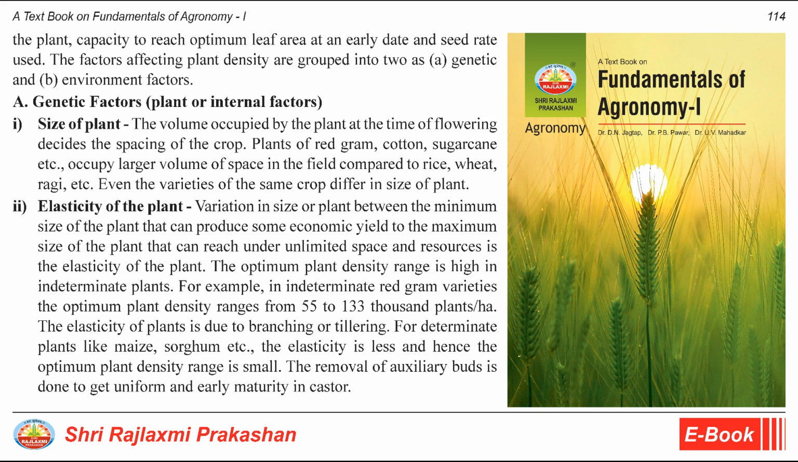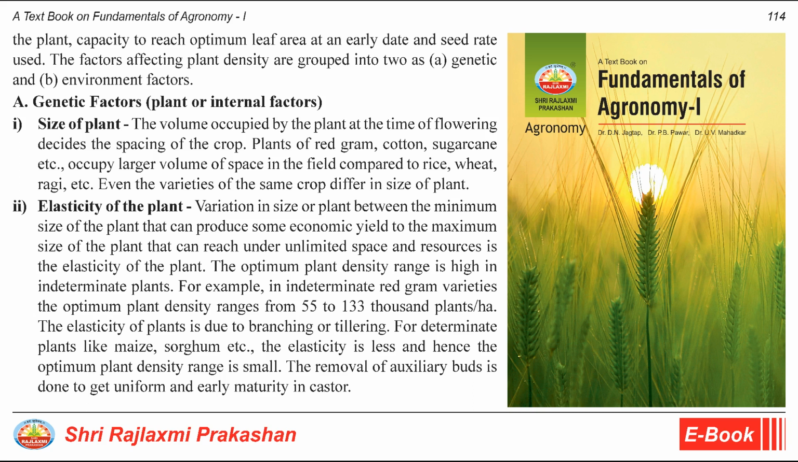Number 2. Elasticity of the plant. Variation in size of plant between the minimum size of the plant that can produce some economic yield to the maximum size of the plant that can be reached under unlimited space and resources is the elasticity of the plant. The optimum plant density range is high in indeterminate plants. For example, in indeterminate red gram varieties, the optimum plant density ranges from 55,000 to 133,000 plants per hectare. The elasticity of plants is due to branching or tillering.